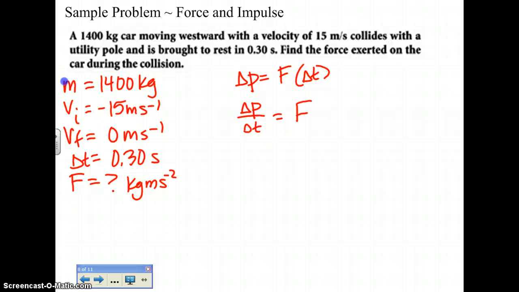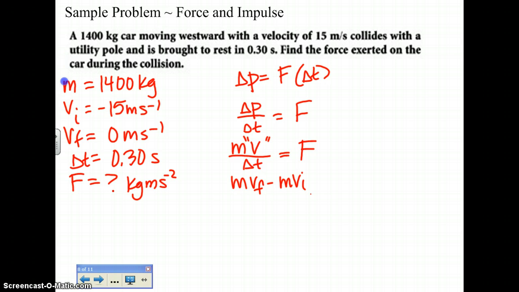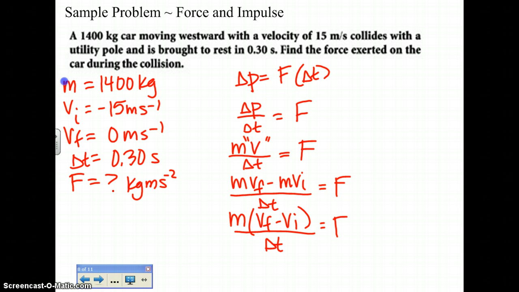Your delta P is really, say it, what is your original equation for delta P? Your original equation for delta P is m times your v over delta T. So that would be m Vf minus m Vi all over delta T equals F. Maybe you see this, maybe you don't. I look for easier ways to look at this. Both these quantities have an m in them. So m quantity Vf minus Vi divided by delta T equals F.